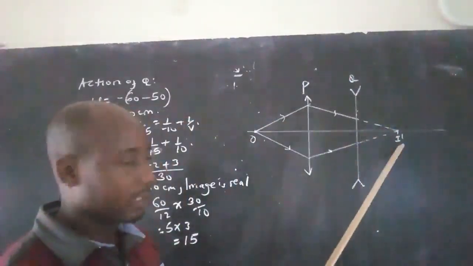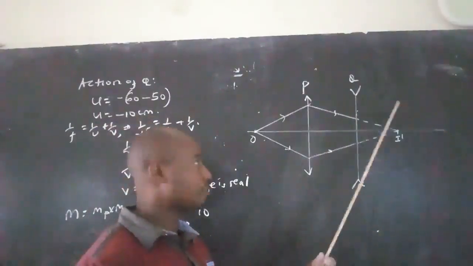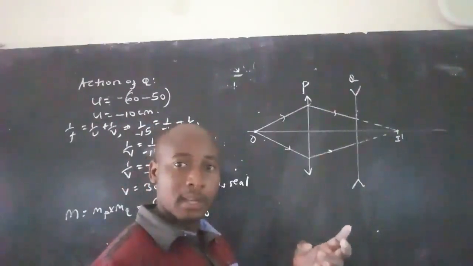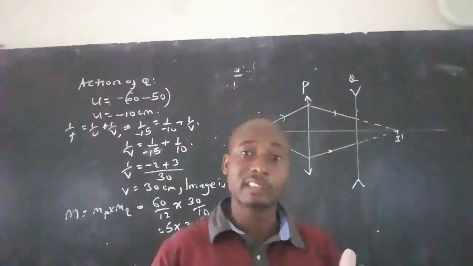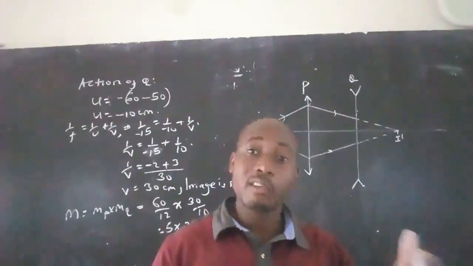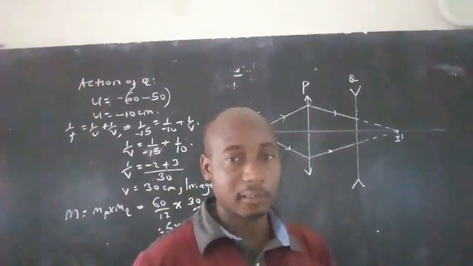Remember, this distance is 10, but the final image is formed at 30. 30 is beyond, and remember, it is real. For the case of diverging lenses, you know where the virtual image is formed. The virtual image is in front of the lens, then the real image is behind the lens. Then the real object is in front of the lens, then the virtual object is behind the lens. Take note of those things.